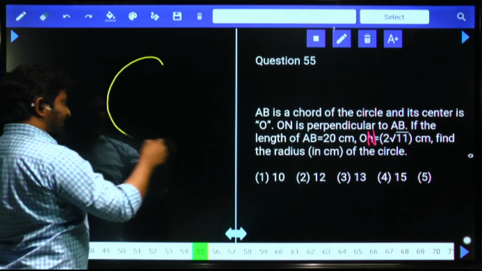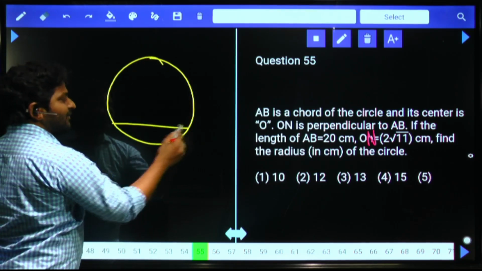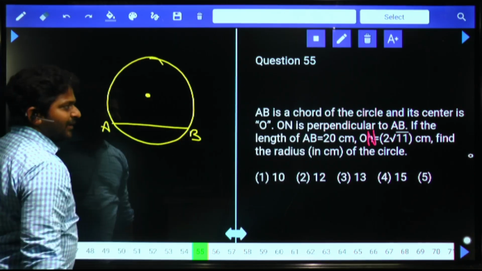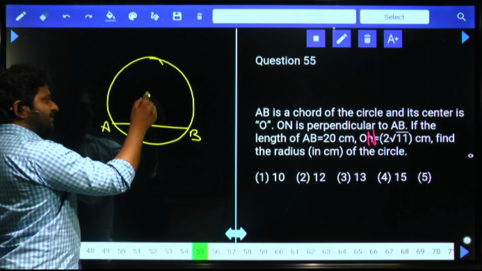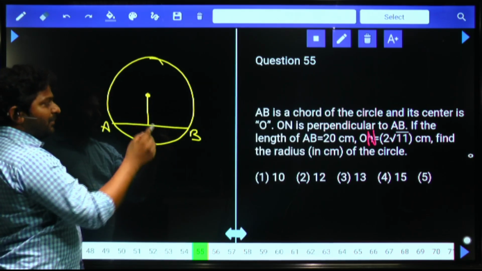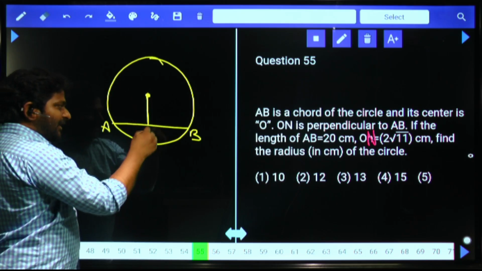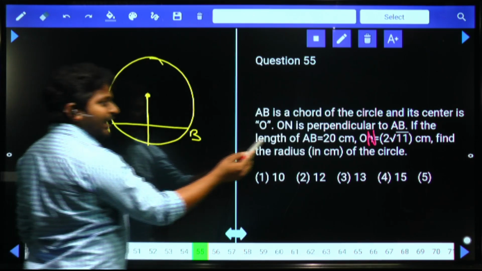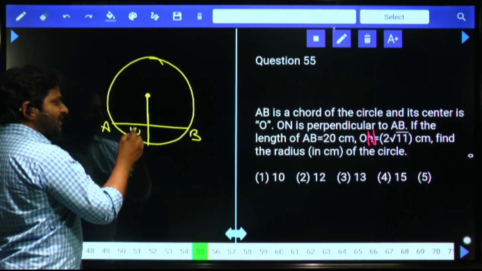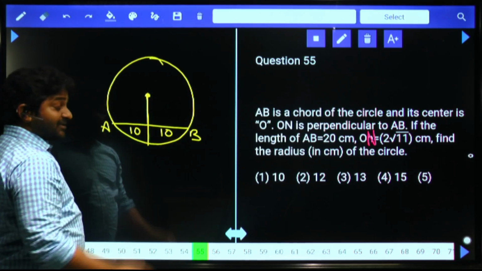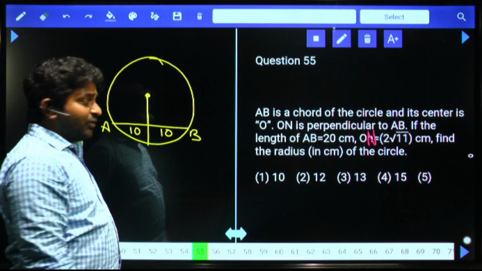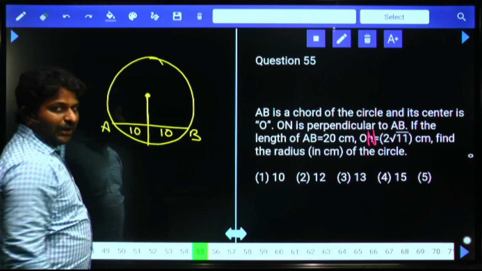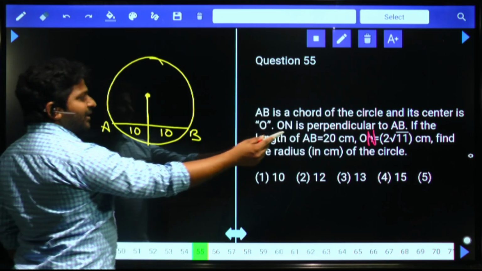Okay, let's first take a circle here. There is a chord, the chord is AB, and here is the center. Now ON is perpendicular to AB. Do remember, a perpendicular line drawn from the center will divide the chord equally. When AB length is 20, the left side value is 10 and the right side value is also 10. 20 is equally divided. A line passing through the center divides the chord equally.